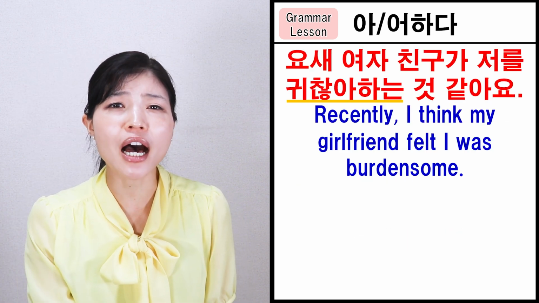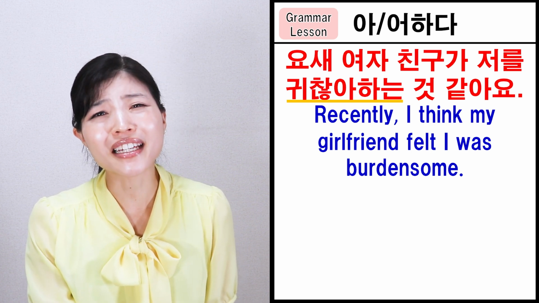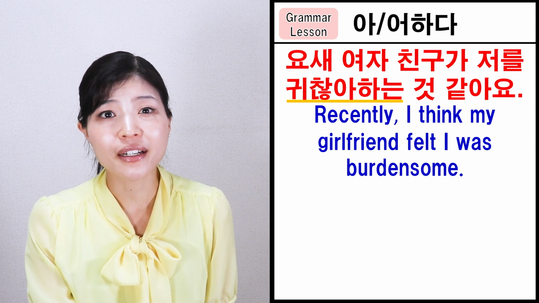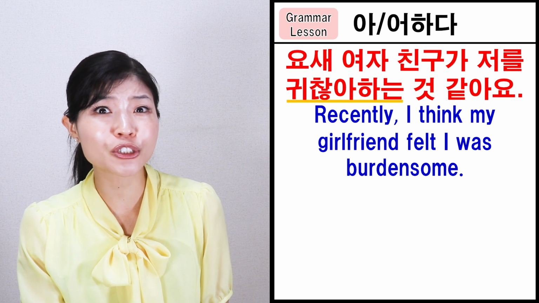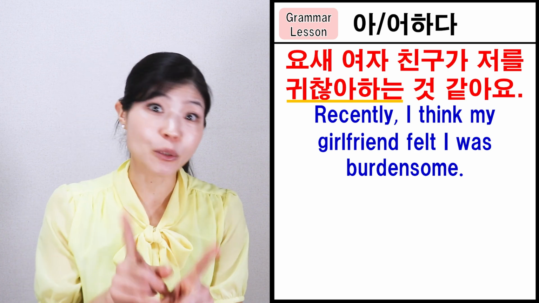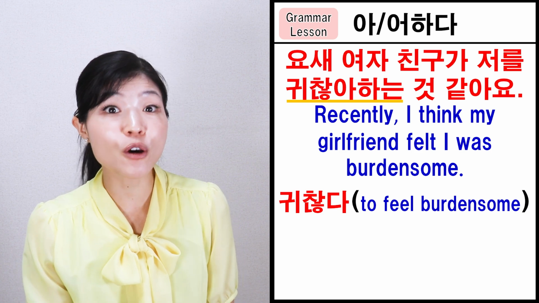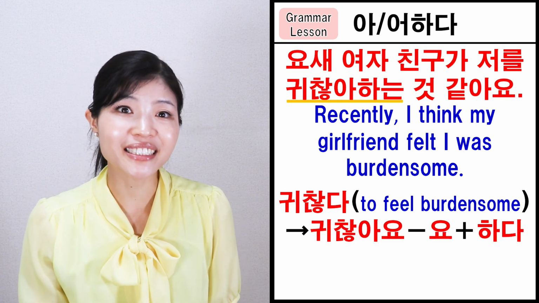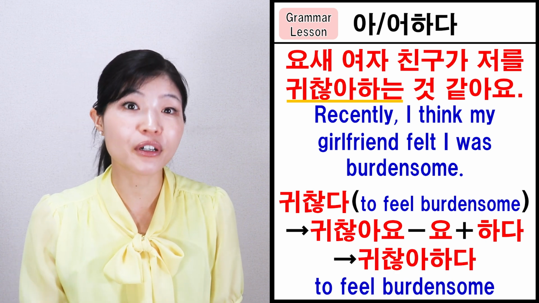요새 여자친구가 저를 귀찮아하는 것 같아요. Recently, I think my girlfriend feels I am burdensome. Wow, this must be a crisis. It looks like this guy needs to treat his girlfriend better. Anyway, here 귀찮다 is to feel burdensome. The yo form is 귀찮아요. So you omit yo from it and add 하다 to make 귀찮아하다, to feel burdensome.